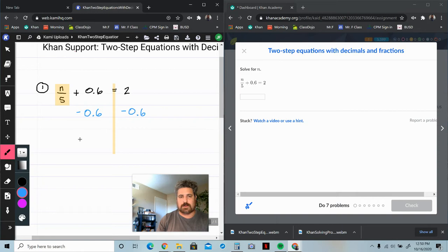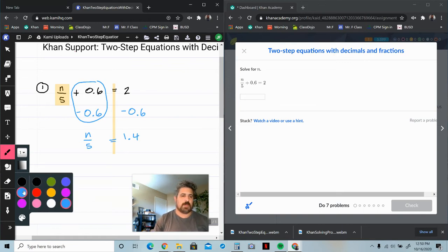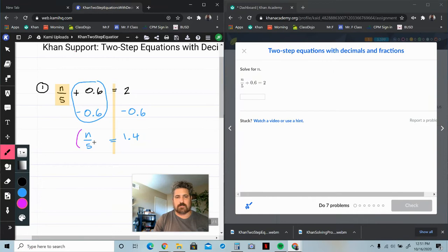So when you do that, you're going to get a 0 here on the left. This becomes nothing. And you have n over 5 is now equal to 2 minus 0.6, which is going to be 1.4. So now you've got n over 5 equals 1.4. You don't want to know what 1/5 of n is worth. That's what this is, 1/5 n. You want to know what n is worth. So you're going to undo divide by 5 by multiplying both sides of your equation by 5.